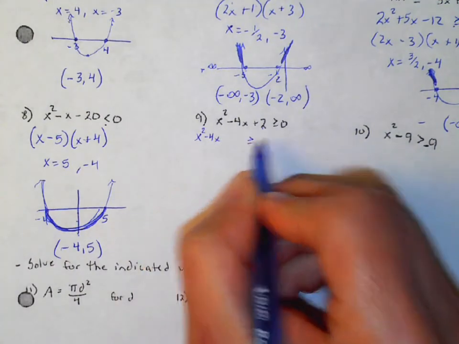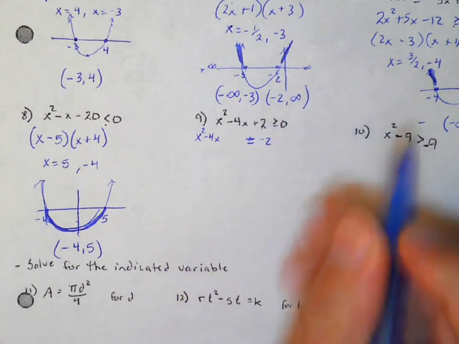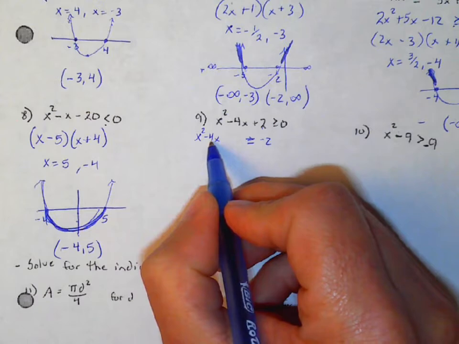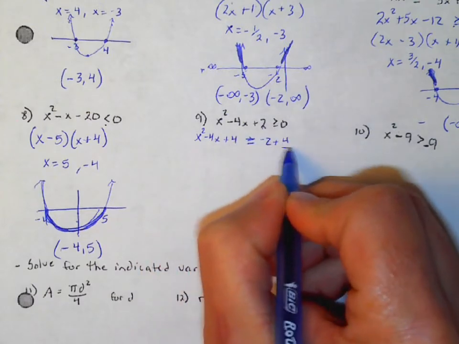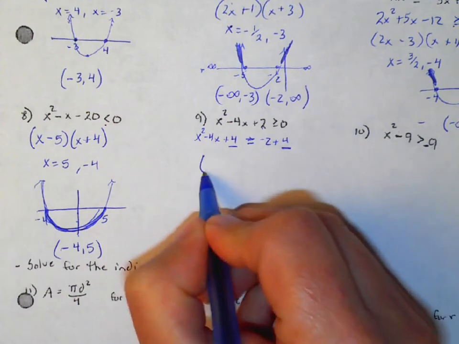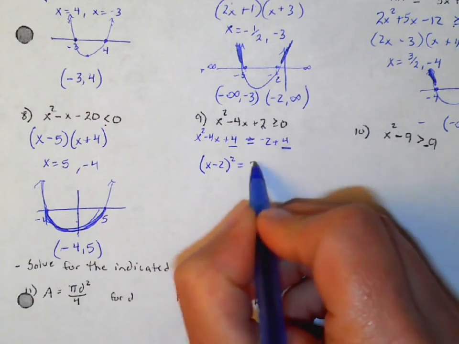Okay, so I'm going to take that. I'm going to pretend it's equal to 0 just to solve it. Okay, so subtract the 2 over. Half of negative 4 is negative 2. Negative 2 squared is 4. So to complete the square, this will be x minus 2 squared is equal to 2.